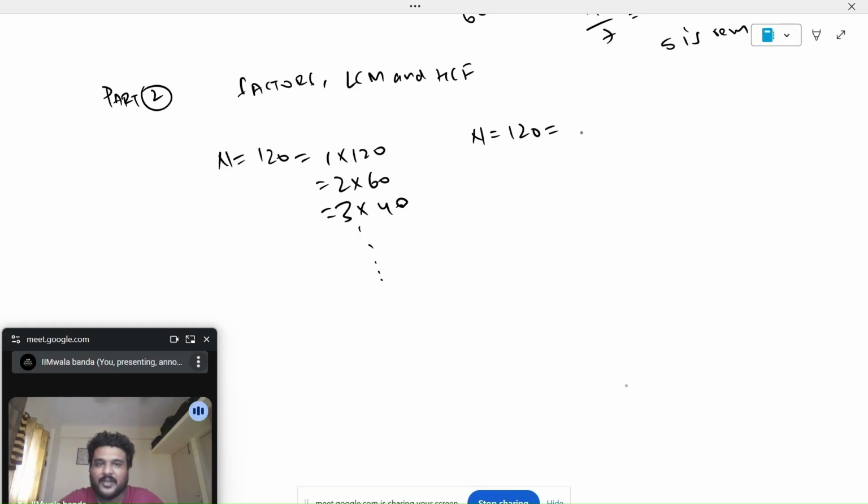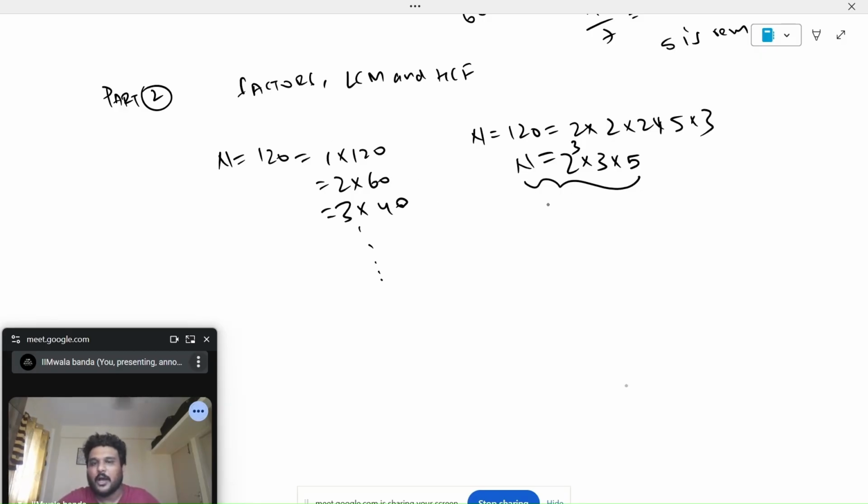So 120 can be written as 2 into 60, 60 is 2 into 30, 30 is 2 into 15, 15 is 5 into 3. So I can write it as 2 to the power 3 into 3 into 5, right? So this is basically the standard way of writing a number, and then you can quickly tell how many factors it will have. I will go on to that also, but I want you to know how you break it down into these prime factors along with their powers.